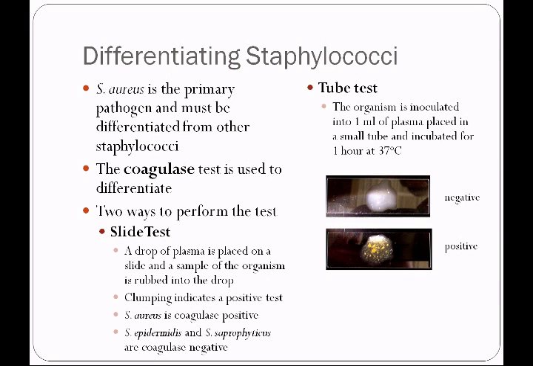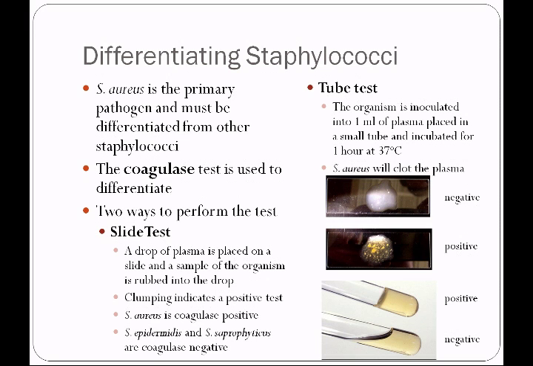The other way to perform this test is called the tube test. Here the organism is inoculated into 1 ml of plasma, the same plasma that you use for the slide test. It's placed in a small tube and incubated for 1 hour at 37 degrees Celsius. After 1 hour, Staphylococcus aureus will clot the plasma, whereas Staph saprophyticus or Staph epidermidis will not clot the plasma. It will still be liquid. The tube test is more reliable than the slide test, but the slide test takes less time and less plasma.